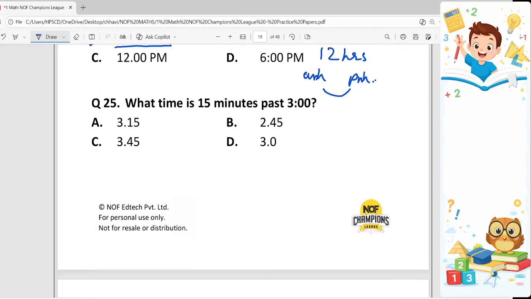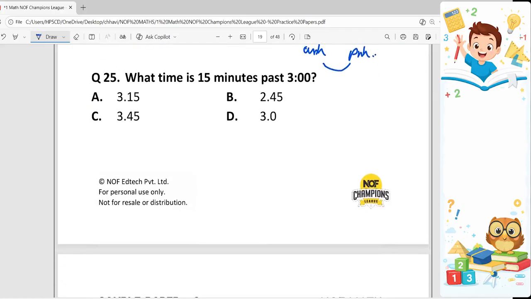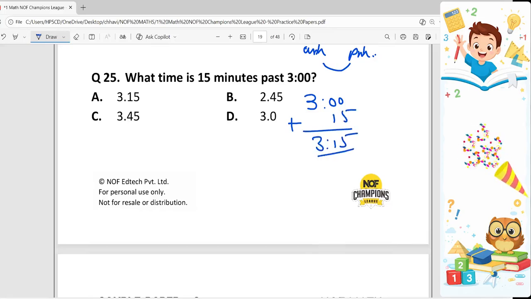25th. What time is 15 minutes past 3 o'clock? 15 minutes past 3 o'clock. So we will just add 15 minutes to it. Right now it is 3:00. We will add 15 minutes to it. So it will be 3:15. Option A is the correct answer.